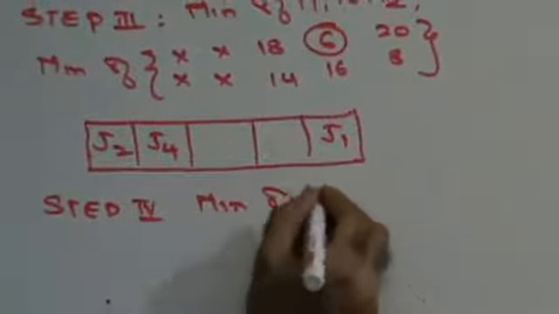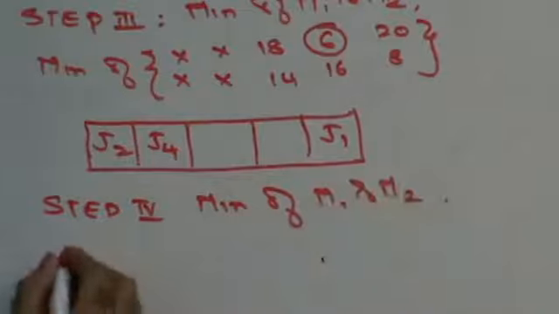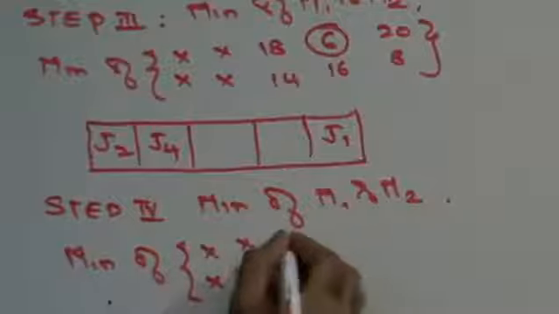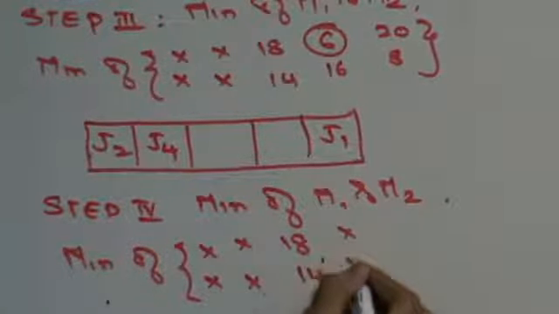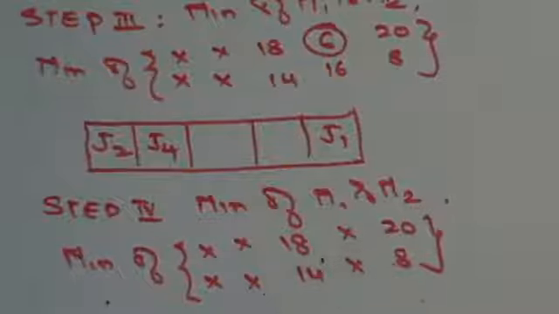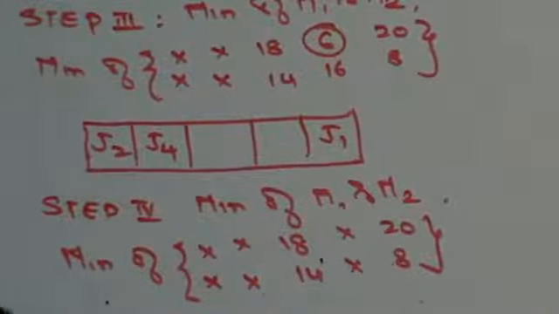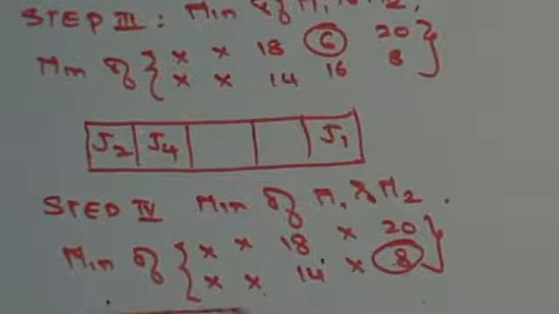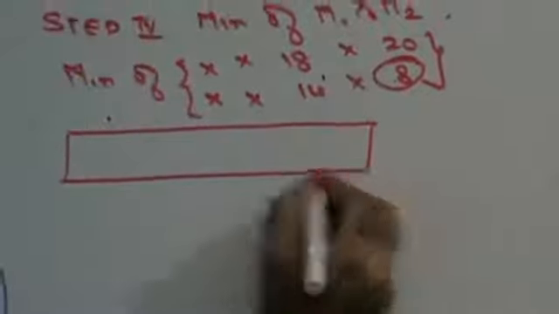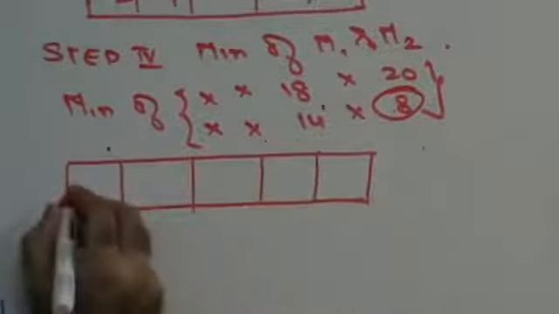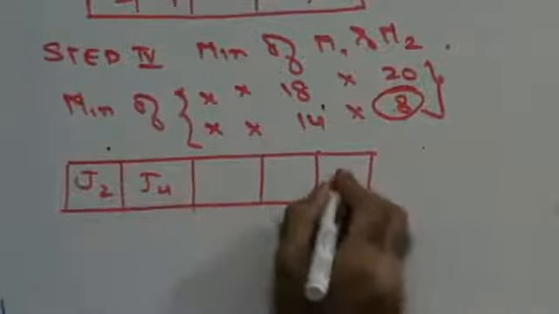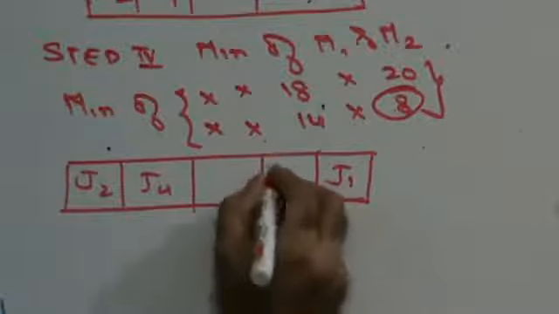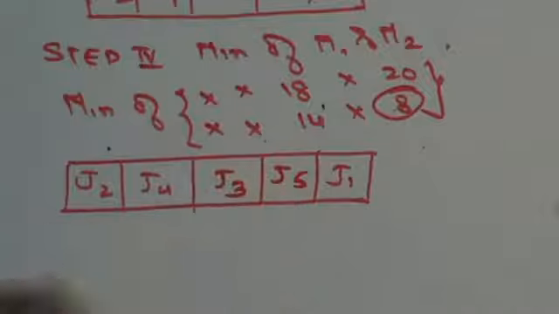Min of M1 and M2. In that case, this is going to be min of cross, 18, 14, cross, 28. Right? Now, the smallest is 8. It's in row 2. Since it's in the second row, 1, 2, 3, 4: J2, J4, J1. Right? Since it's in the second row, I'll write this from the end point. This is going to be J5. So the only thing that remains is J3.